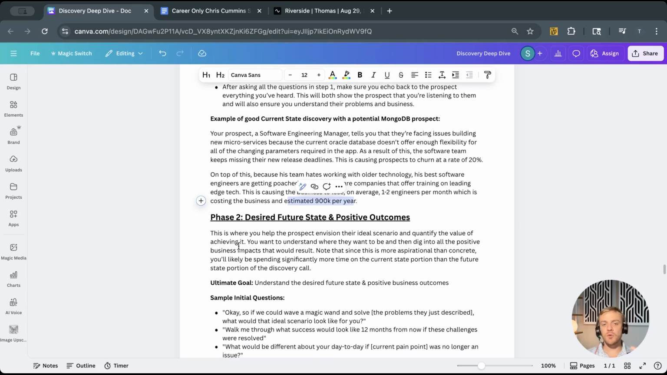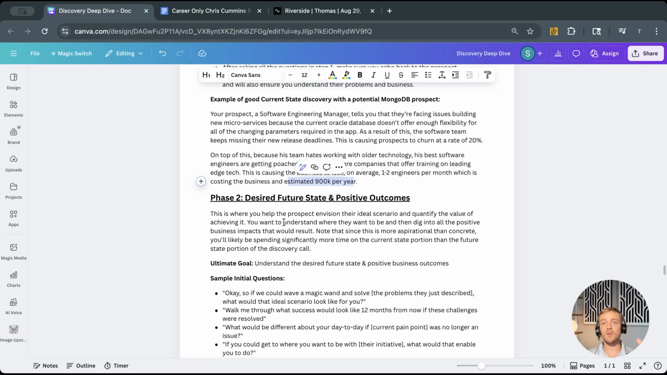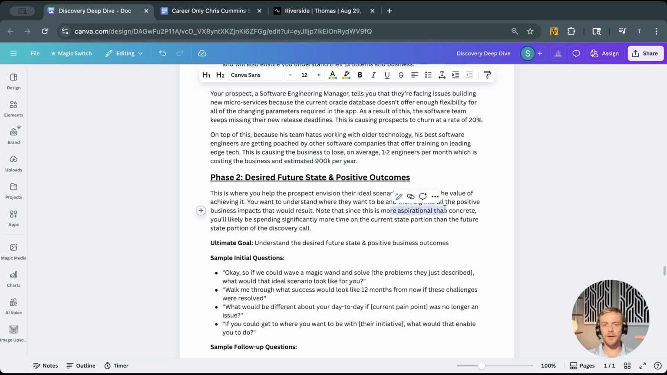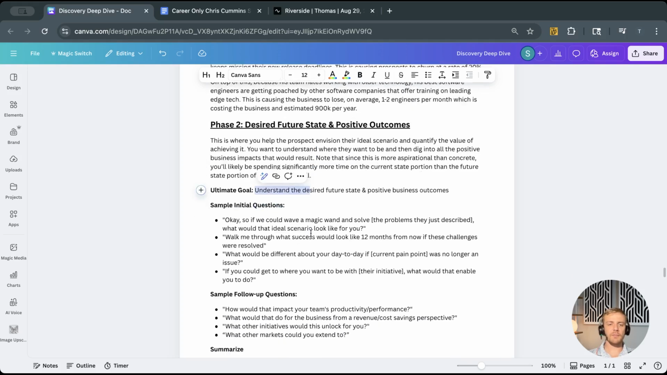Okay, then phase 2, you want to go to the future state. Again, this isn't a 50-50 split. You're going to spend most of the time on current state and negative consequences, some time on desired state and positive outcomes, and then some time on required capabilities before you tie it all together. This is where you help the prospect envision their ideal scenario and quantify the value of achieving it. You want to understand where they want to be and then dig into all the downstream positive stuff that comes as a result of that. So more aspirational than concrete. Like I said, you'll be spending more time on current state. The ultimate goal of this section of the discovery call is to understand the desired future state and positive business outcomes.